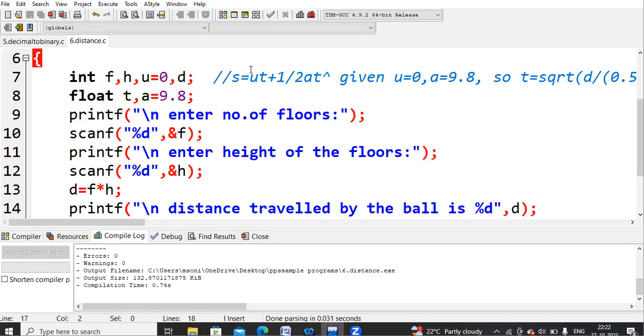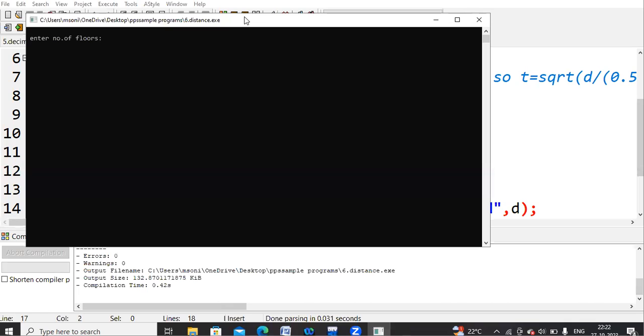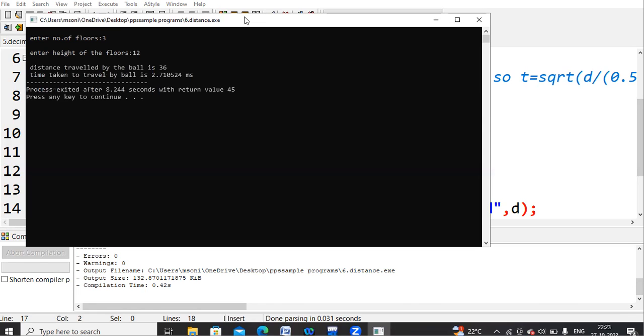No errors. Enter the number of floors, I want to give 3. And the height of the floor, I am giving 12. So the distance traveled by the ball is 12 into 3, it is 36, and the time taken to travel is 2.710 seconds. So like that you can give any values, not an issue.